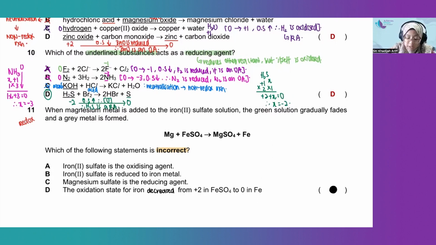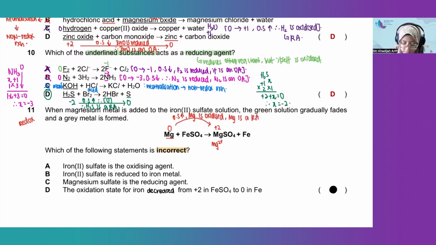So we deal with magnesium metal first. This is an element, so the oxidation state of a free element is 0. In the product magnesium sulfate, an ionic compound, the formula of the magnesium ion is Mg2+, and the oxidation state follows the charge of the ion. So the oxidation state of magnesium in magnesium sulfate is +2. 0 to +2 shows that the oxidation state has increased, which means magnesium is oxidized. And since it itself is oxidized, magnesium is a reducing agent.